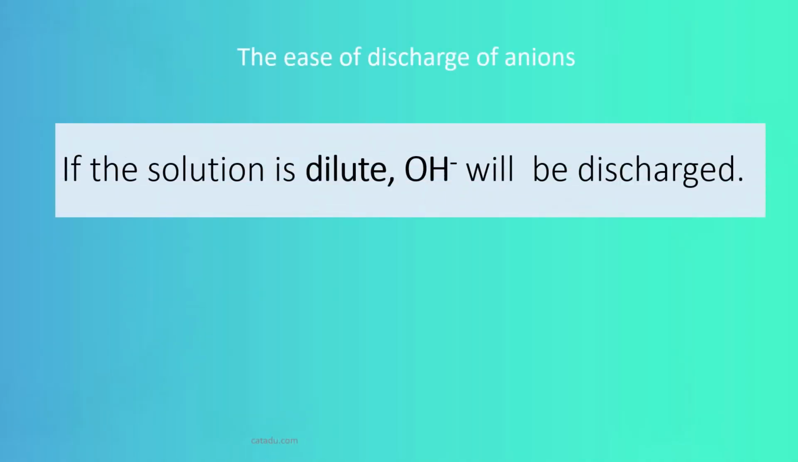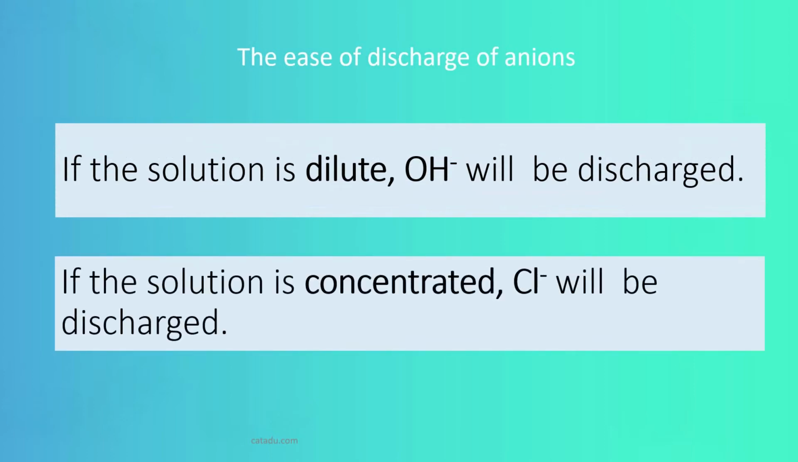Ease of discharge of negative ions. If the solution is dilute, the concentration of OH minus ion will be more. It will be discharged. If the solution is concentrated, chloride ion will be discharged.